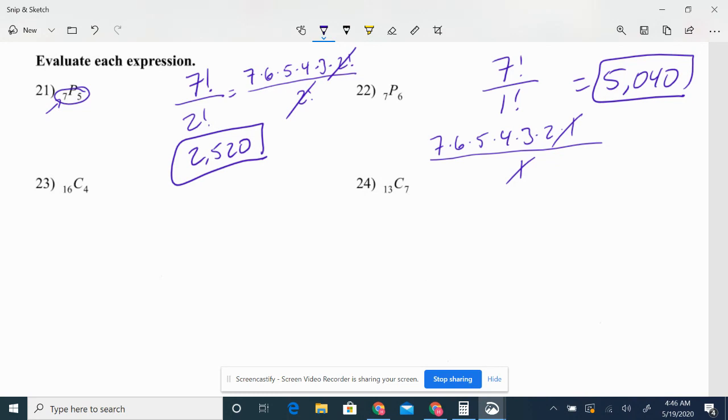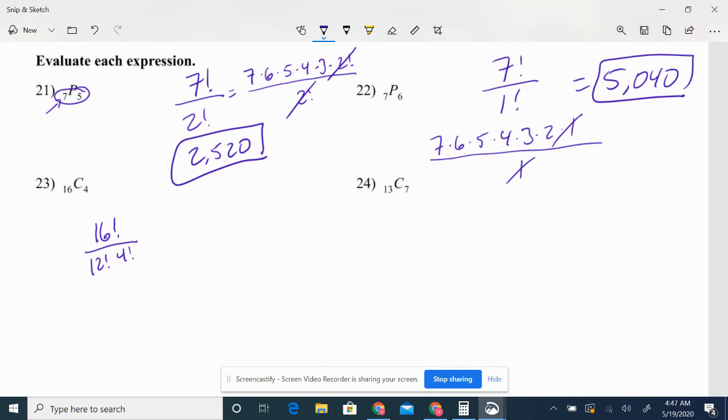Now combinations, or choosing, so people call it choose. These are just a tad different. I'm going to begin with number 23. I'm going to put 16 factorial over, so I'm going to start kind of like how I did permutation, 16 factorial over 12 factorial. The only thing is that here I'm also going to include a 4 factorial at the bottom.